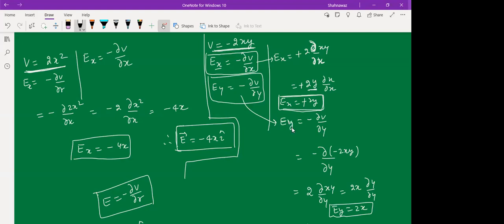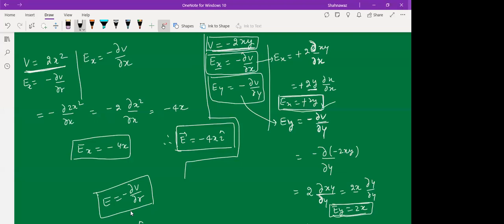Similarly, I can calculate the y component of electric field as minus dV by dy. So the potential is minus 2xy again. Then minus of minus is positive and 2 is taken outside. Differentiation of xy, but this is with respect to what? y, right? So I will take x outside and I will only take the differentiation of y. So Ey would be, this cancels and I have 2x. So Ey is 2x, right? Ey is 2x, Ex is 2y. Understood? Yes, understood, sir.